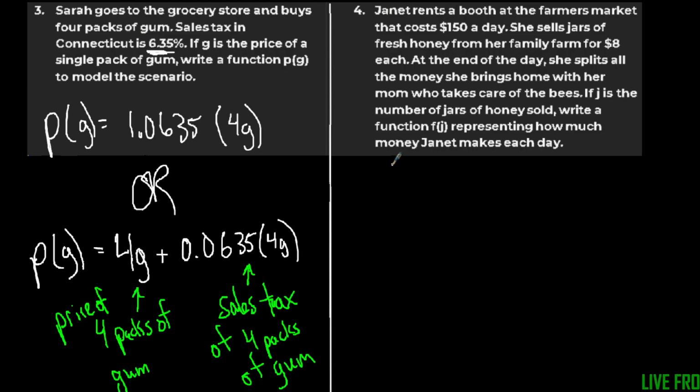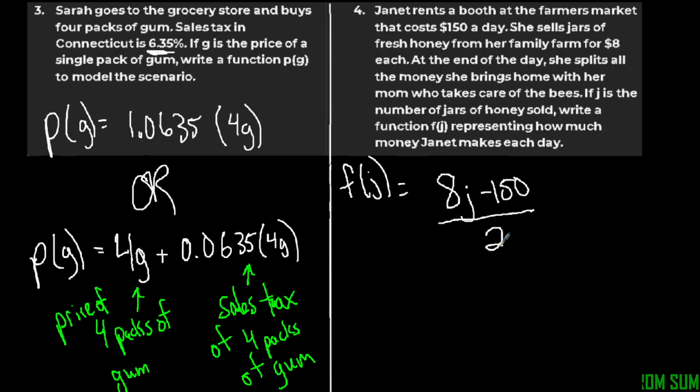So I'm going to say, okay, this one's going to be a little bit different now. I'm going to say f of J like that, and I say equals, let's see, well, we said we have $8 for every jar, so I'm going to say 8J, and then the booth at the market is $150 per day, so we say minus 150. If this f of J represents how much money Janet makes, we have to divide this by 2, because she splits the money between herself and her mom. So this is going to be our function f of J.